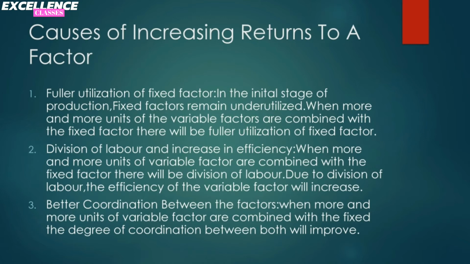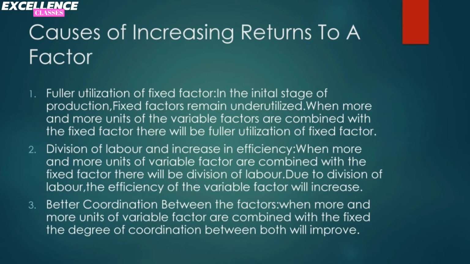The second one is division of labor and increase in efficiency. When more and more units of variable factors are combined with the fixed factors, there will be division of labor. Due to division of labor, the efficiency of variable factors will increase, hence there will be increase in production. The third one, or the last one, is better coordination between the factors of production. Now when more and more units of variable factors are combined with the fixed factors, the degree of coordination between both of them will improve, which will further enhance the productivity.